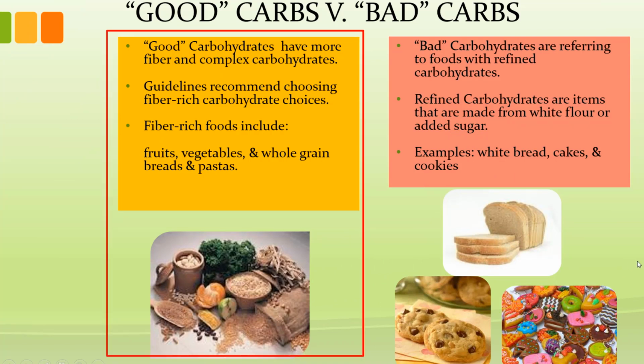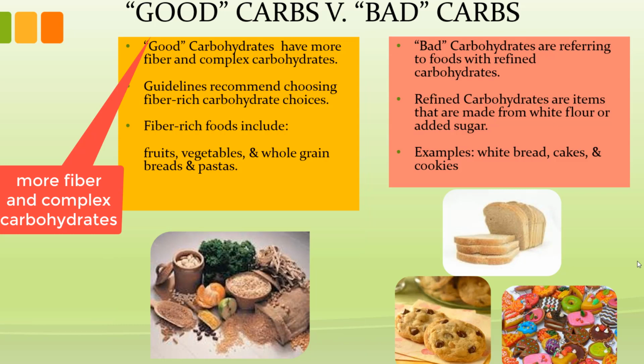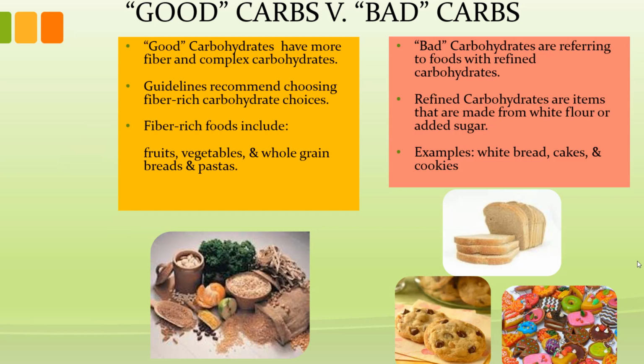So in terms of good versus bad carbs, some diet books make a big deal about it. Good carbs are used to describe foods that have more fiber and complex carbohydrates. Complex carbohydrates are carbohydrates that take longer to break down into glucose. The Dietary Guidelines for Americans in 2005, for example, recommended choosing fiber-rich carbohydrate choices from the vegetable, fruit, and grain groups and avoiding added sugars. It is also recommended that at least half of your daily grain choices are whole grains.